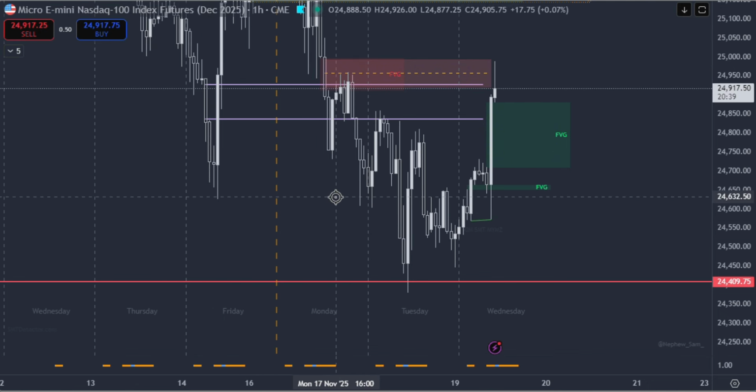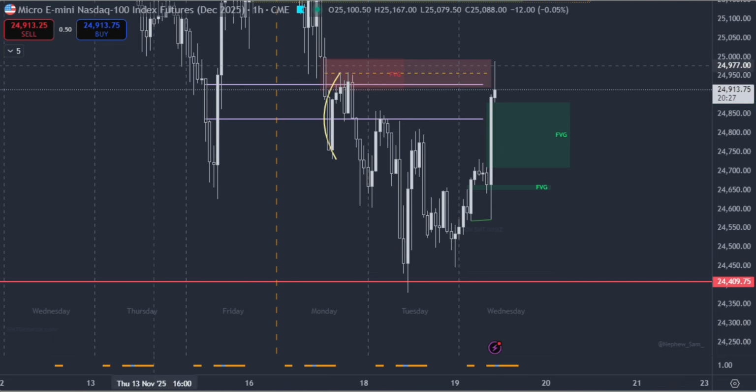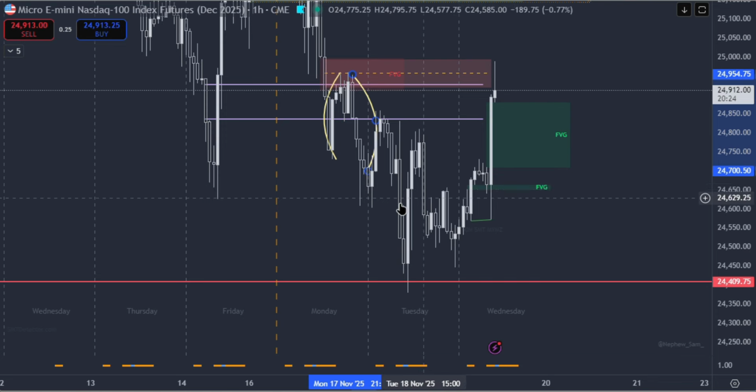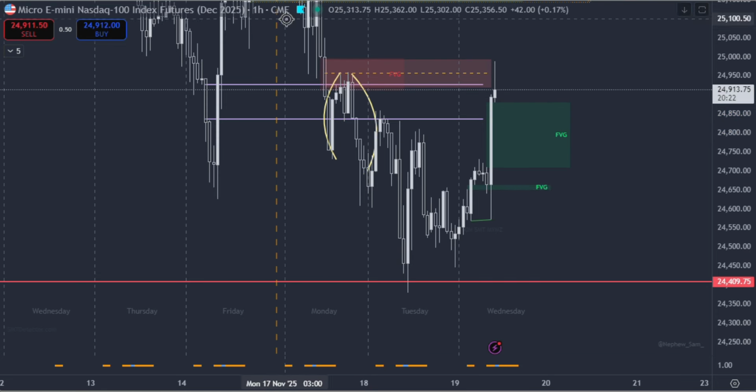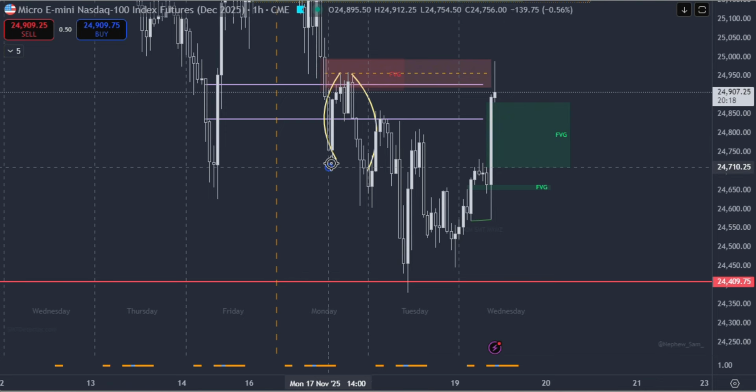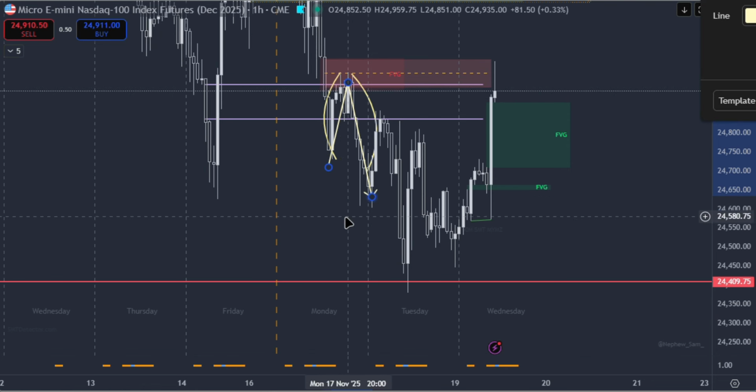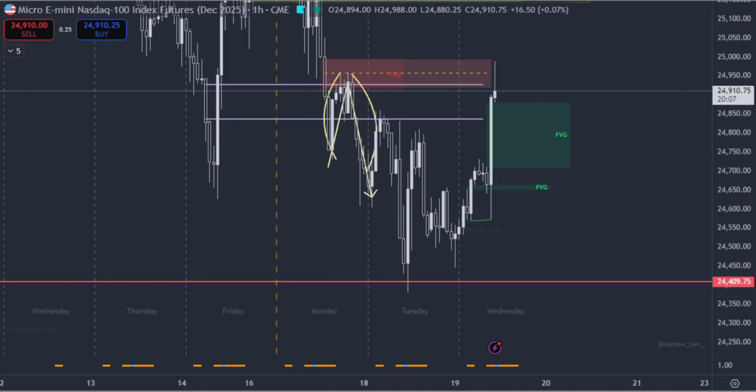So, for example, here, this is internal liquidity. We rebalance, and then we target external. So, internal, we reprice inside, we sweep internal liquidity right here, and then after we rebalance, we target external liquidity. So, internal, external, these are your lows that you target.